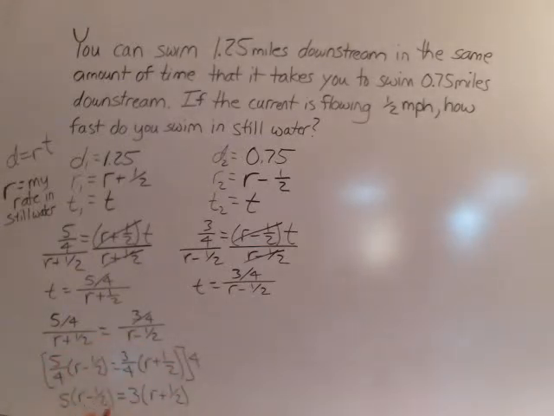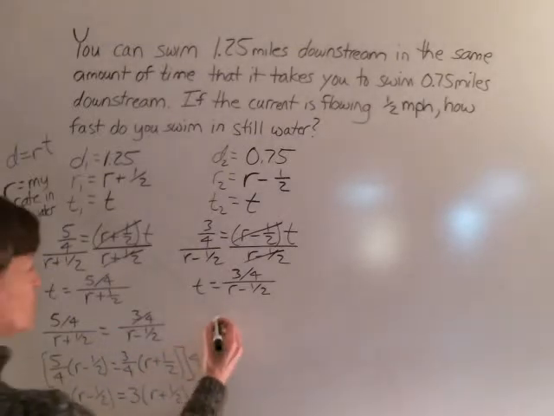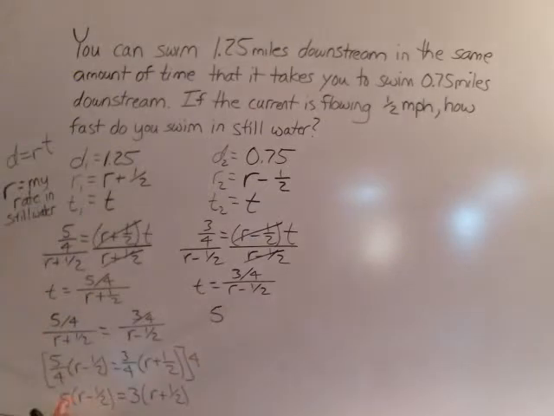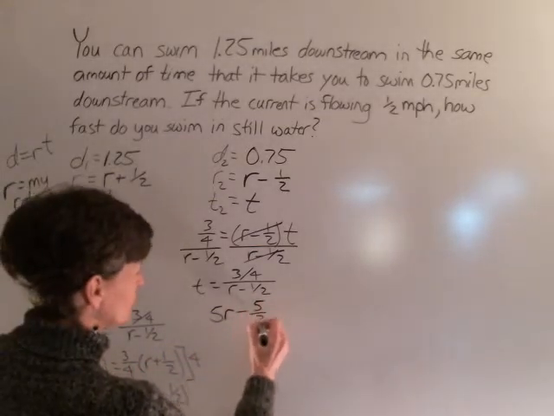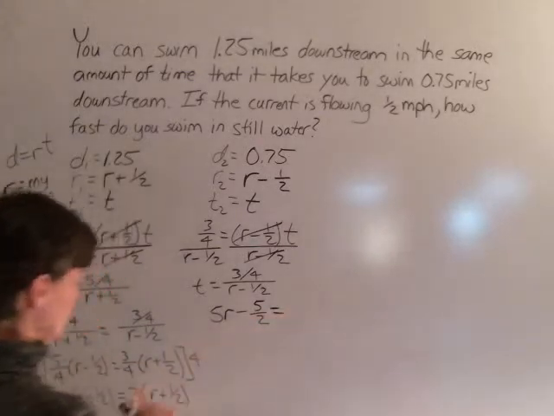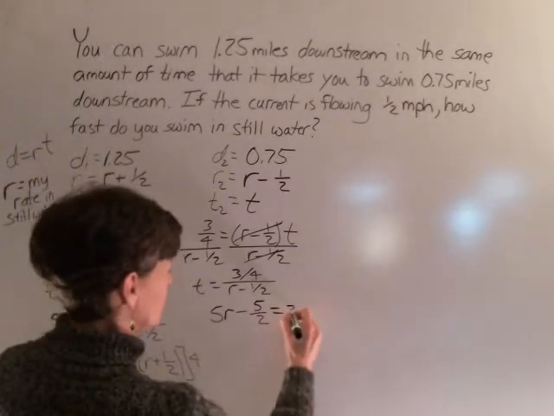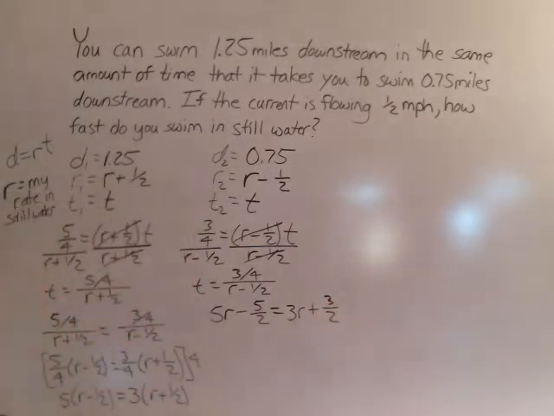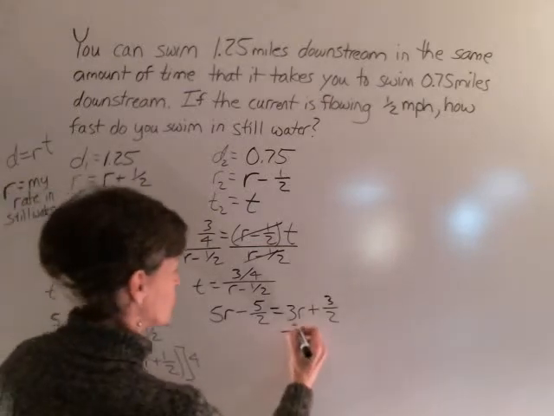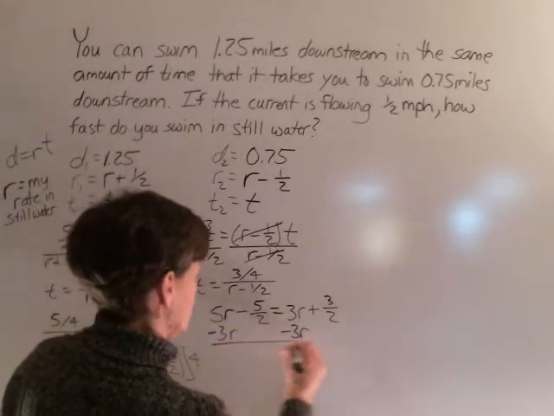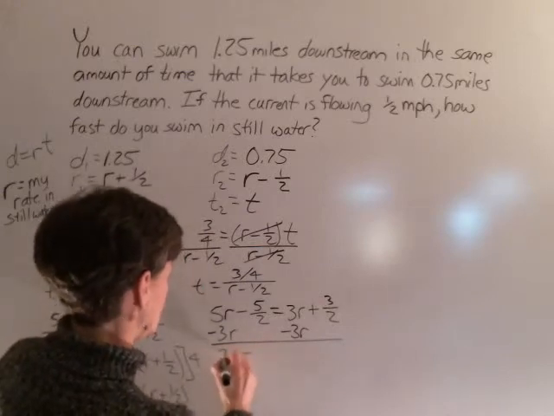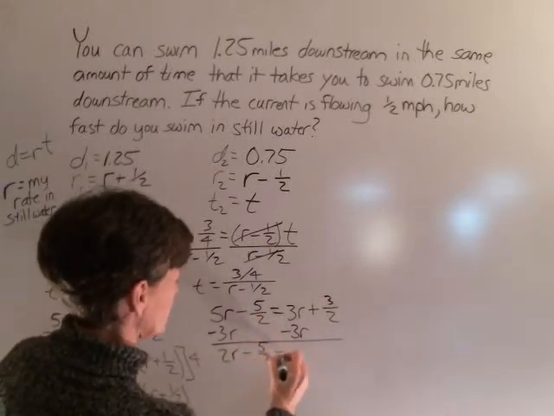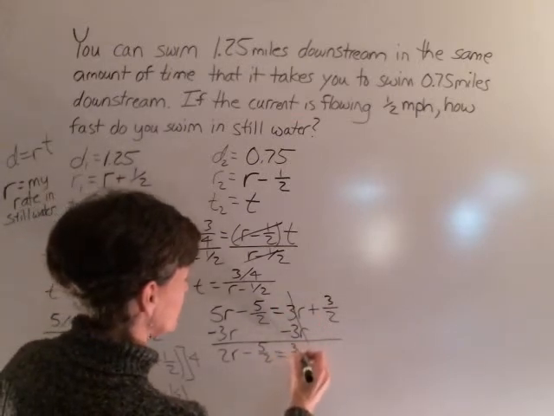Now, I've still got some ugly fractions in here. That's okay. It's not going to be a problem. All right, so we've got 5. Now, we're going to distribute. So I've got 5r minus 5 times 1/2, which is 5/2. And then equals, distributive property again, 3r plus 3 times 1/2, which is 3/2. All right, I'm just going to work with it the way it is. So I subtract 3r from both sides, and I get 2r minus 5/2 equals, and then these go away, and I just get the 3/2.